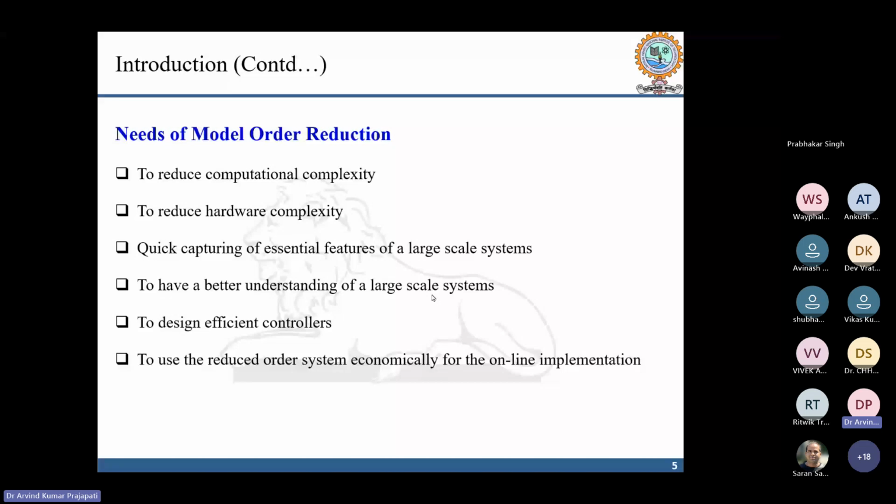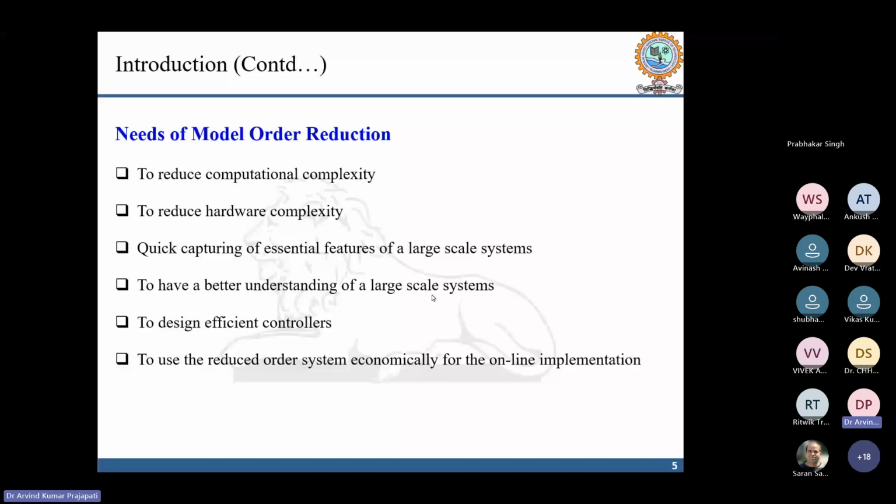And also for better understanding of large scale systems: suppose your large scale system is very complicated or has several components, so it is difficult to learn or analyze all those components. So model order reduction will help for better understanding of large scale systems by replacing them with their equivalent reduced order systems.